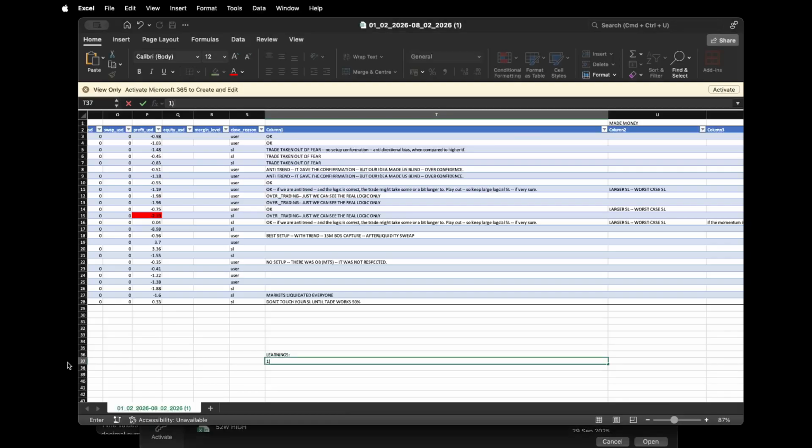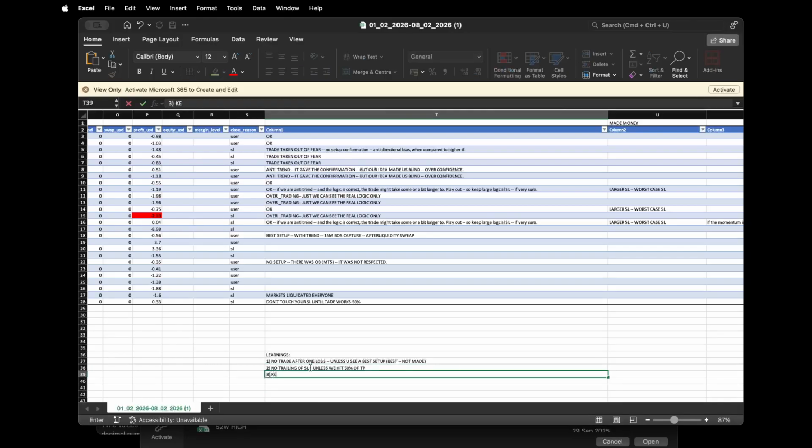The learnings will be: first, no trade after one loss unless you see a best setup, the one which is best, the golden one. Okay, no trade after first loss. Second, no trailing of SL unless we hit 50% of the target of TP.